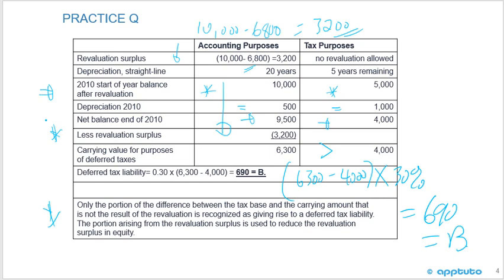It's not very hard in terms of the calculation, but you just have to know how to go through the steps. That you start with the revaluation surplus, which is not bad. It's the new value minus the old carrying value. And then you get your new value, depreciate it for the year, get your new balance, subtract that revaluation surplus, and then you've got the carrying value for purpose of the deferred taxes, subtract it from the tax carrying value and multiply it by the tax rate, and that's how you get your deferred tax liability.